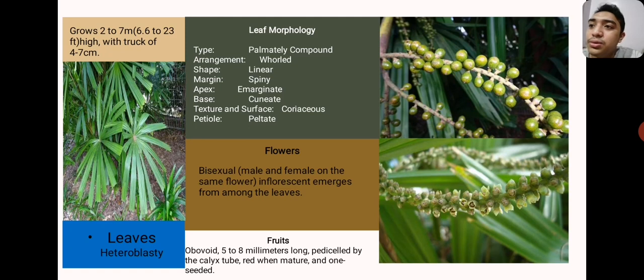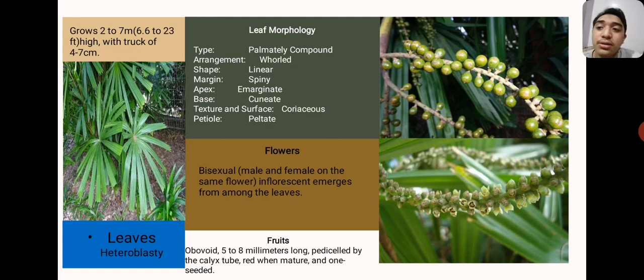It grows 2 to 7 meters, 6.6 to 23 feet high, with a trunk of 4 to 7 centimeters. Leaf morphology: type palmately compound, arrangement whorled, shape linear, margin spiny, apex emarginate, base cuneate, texture and surface coriaceous, petiole peltate.